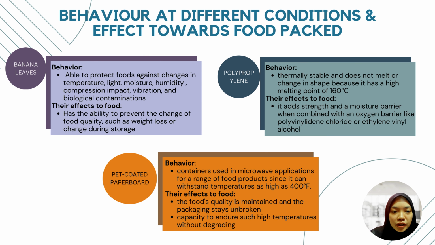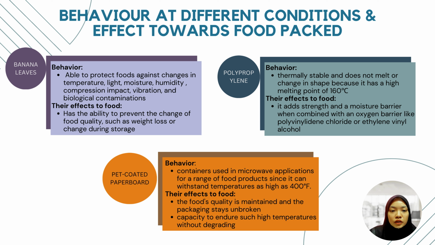So next is the behavior at different conditions and the effect toward the food that we pack. Firstly is the behavior of banana leaf. They are able to protect the food against change in temperature, light, moisture, humidity, compression impact, vibration, and also biological contamination. So for the effect to the food, they have the ability to prevent the change of food quality, such as weight loss or change during storage.